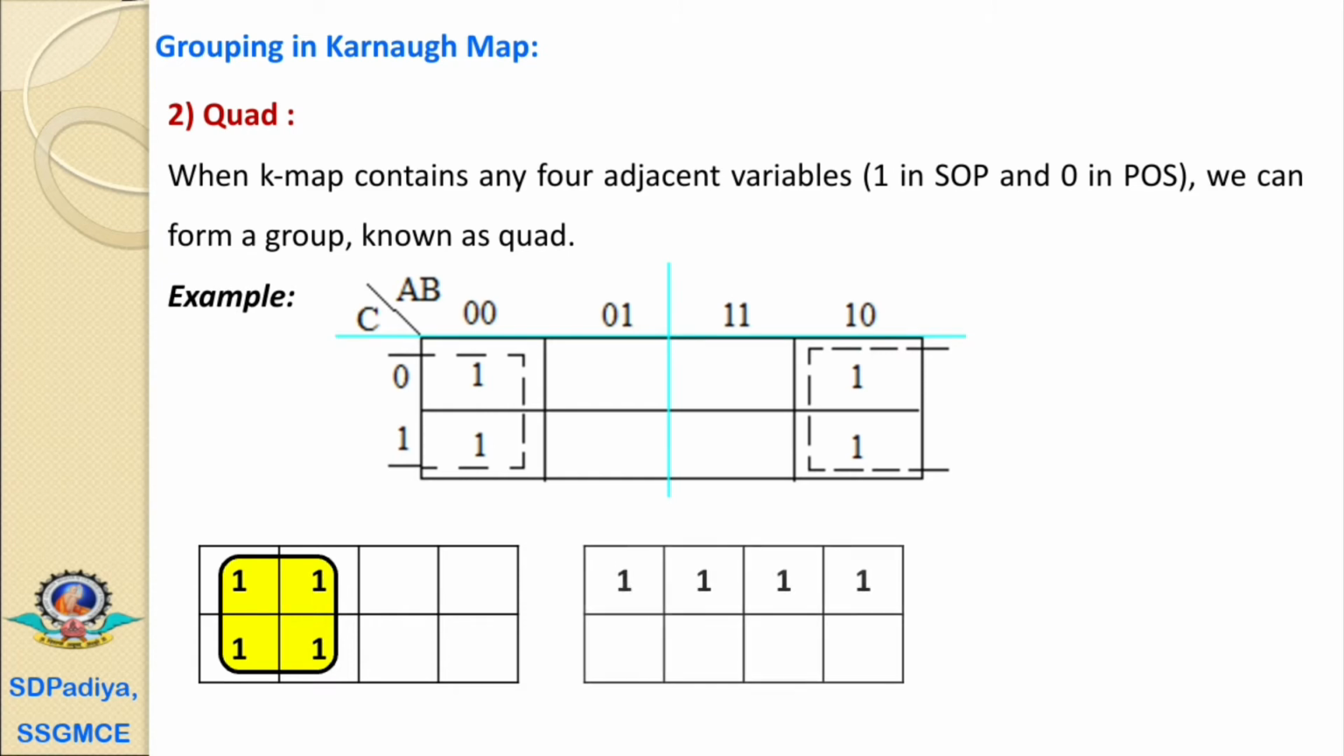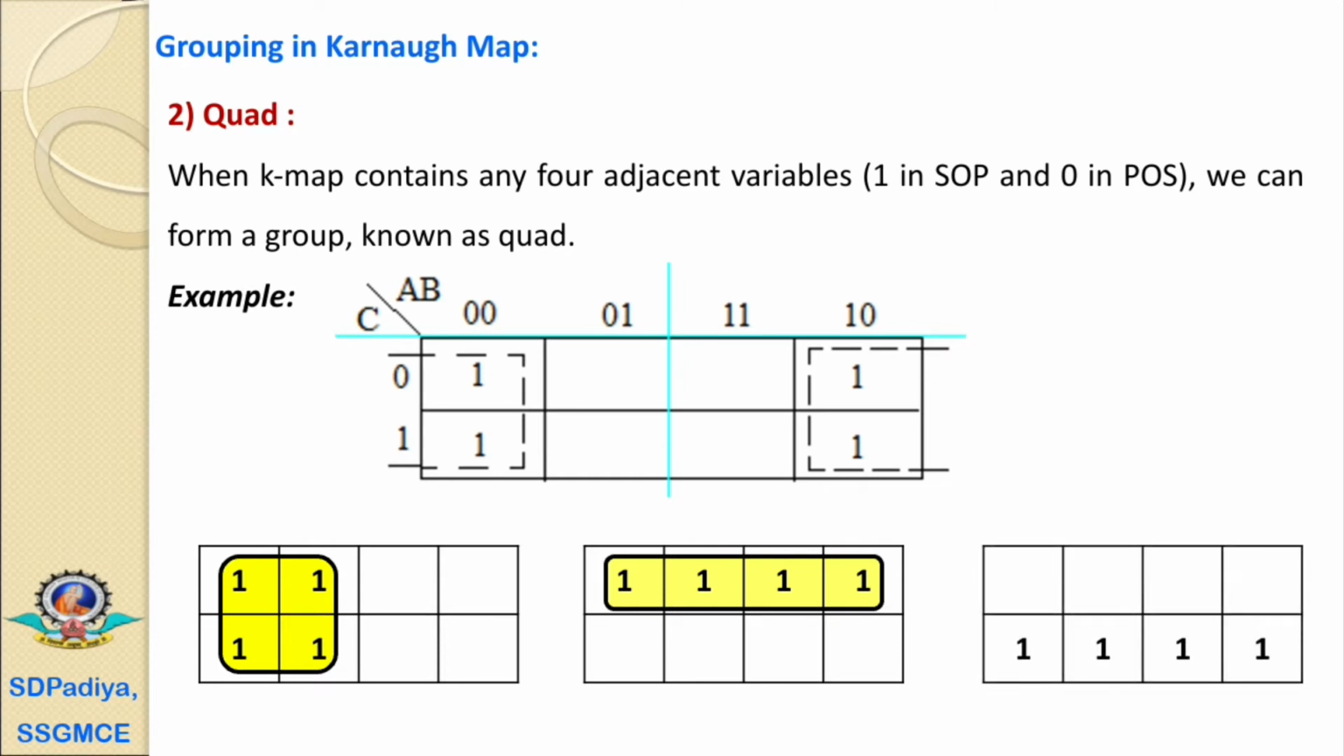In this example, all these 1, 1, 1, 1 in the same row are adjacent, therefore we can form a quad, that is a group of 4 variables. Similarly, in this third example also, all these 4 ones are in the same row. Therefore, we can consider them adjacent and we can form a group of 4 variables, that is a quad.